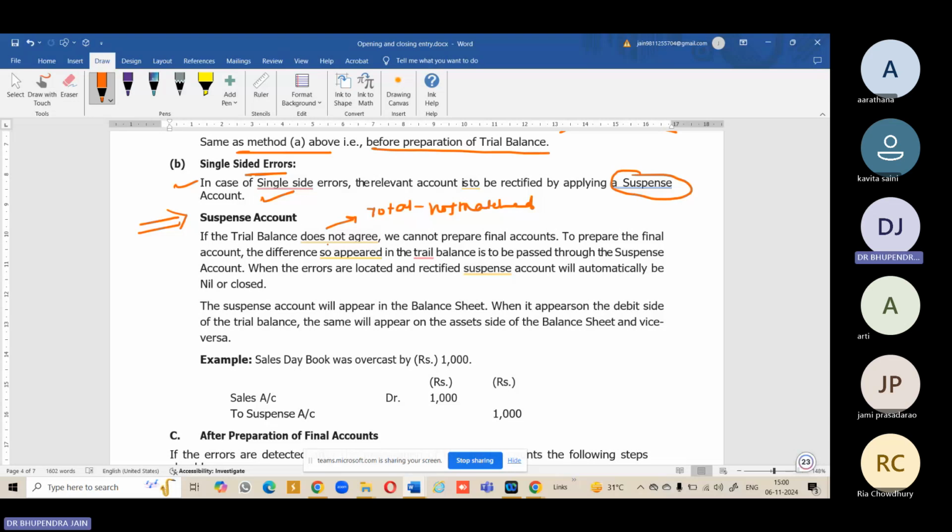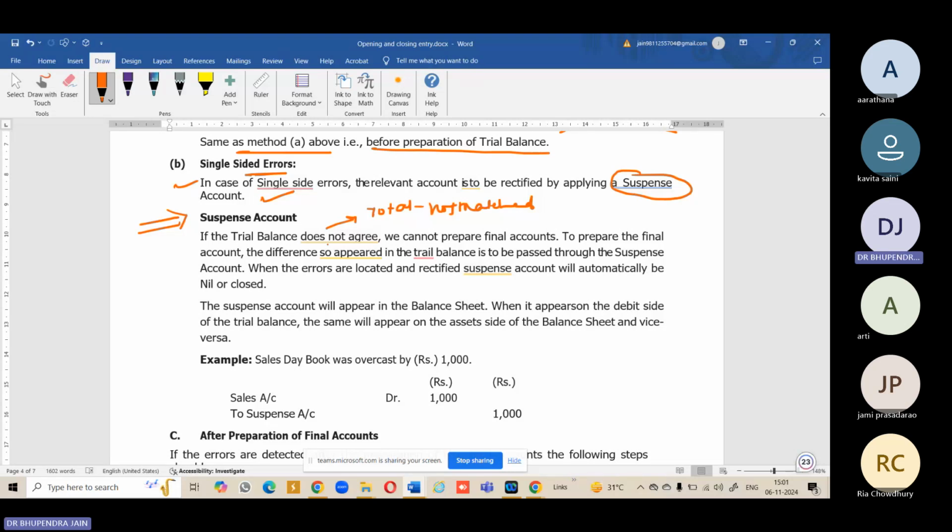But there is a requirement to prepare the final account. If you have sufficient time, then you can rectify. But if you don't have sufficient time, then how will you prepare the final account? You just balance the trial balance using the suspense account. Whether the difference occurred on the debit side or credit side, we will transfer it to the suspense account, match the trial balance and proceed further. Now we will prepare the balance sheet and profit and loss account.